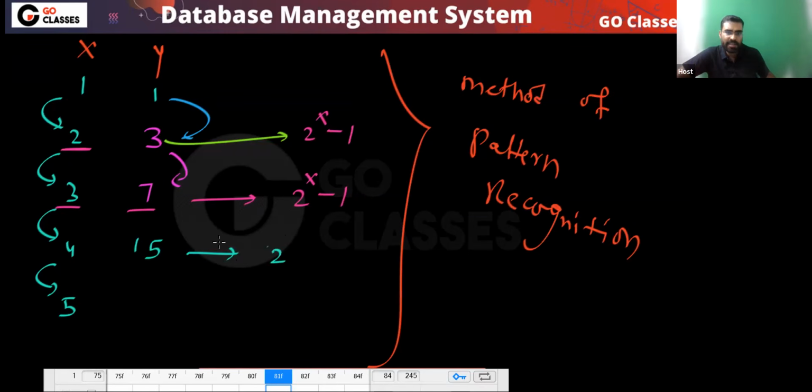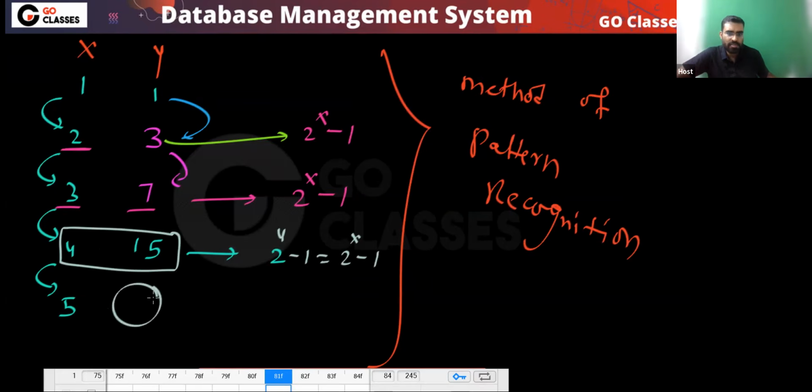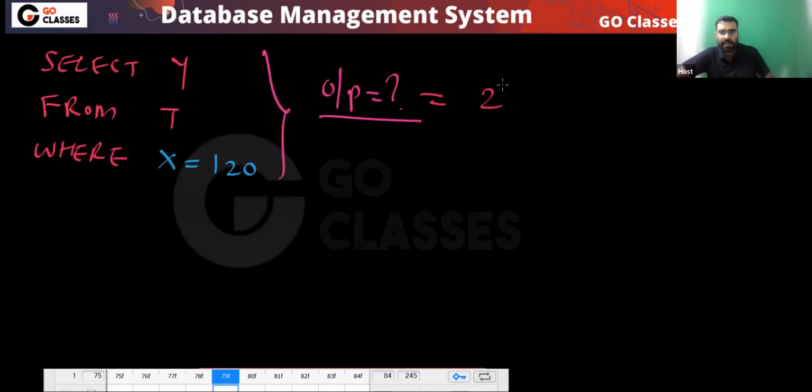So I can say ultimately, if this is 4, this is 15, so it means this is 2 power 4 minus 1. So that is 2 power x minus 1. So for 5, this value will be 2 power 5 minus 1. So for 120, this value will be 2 power 120 minus 1. This is the method of pattern recognition, correct? So the output will be 2 power 120 minus 1.